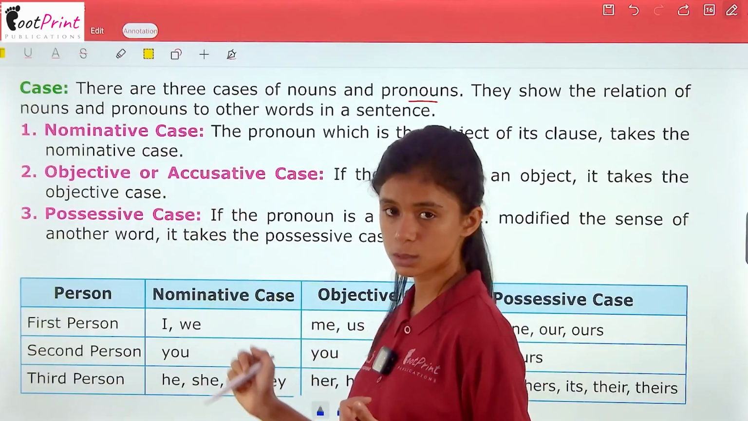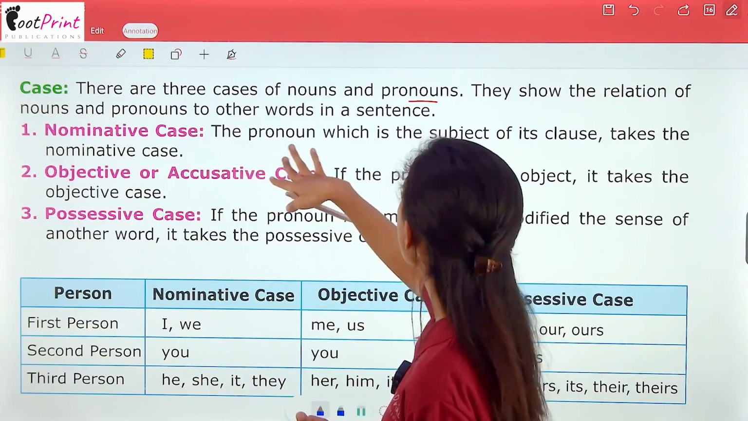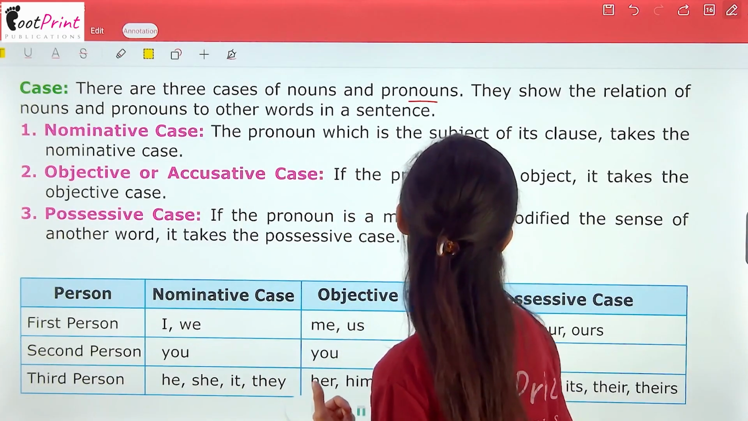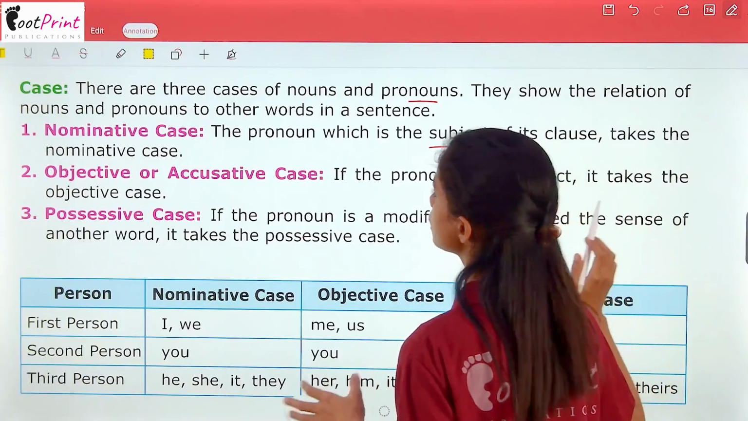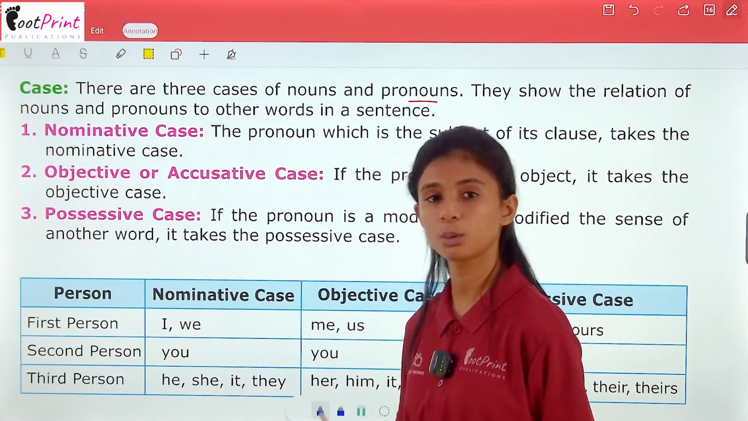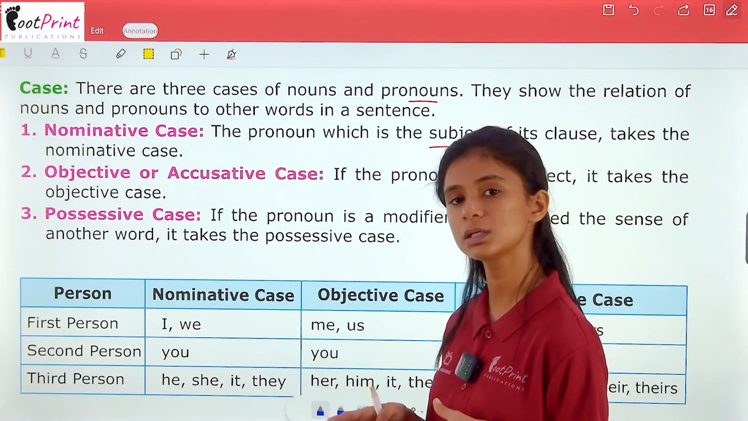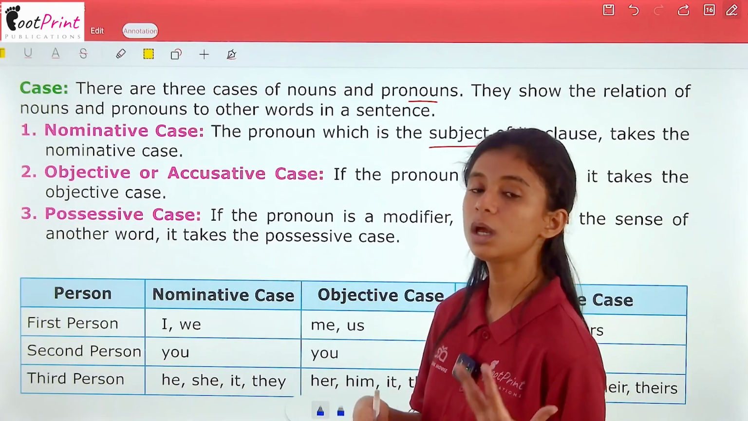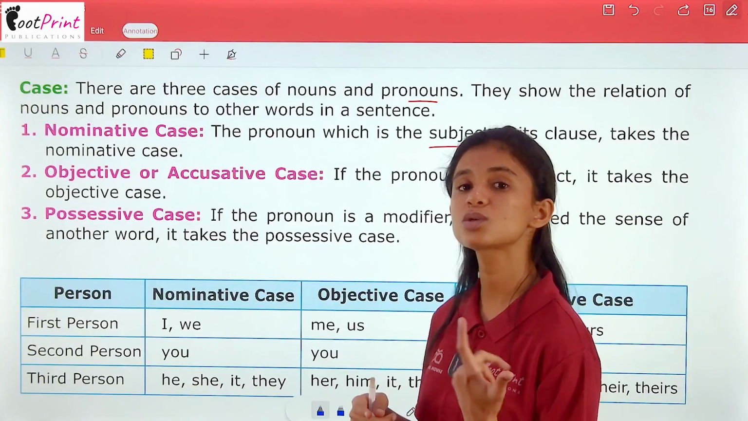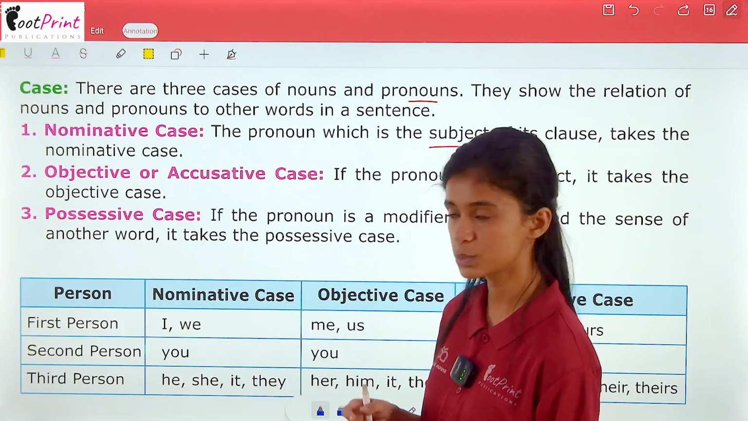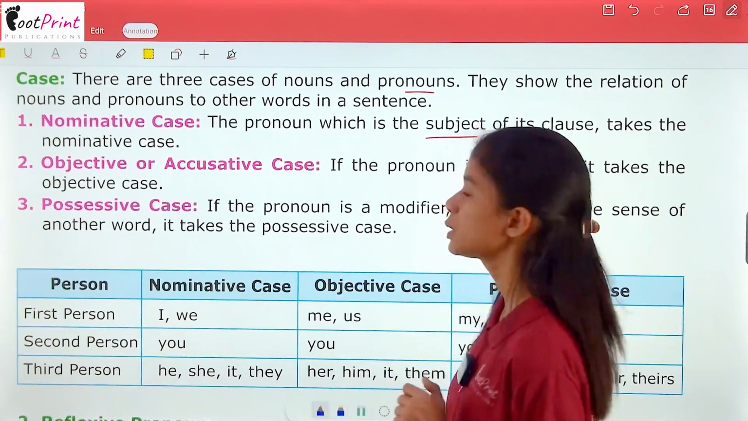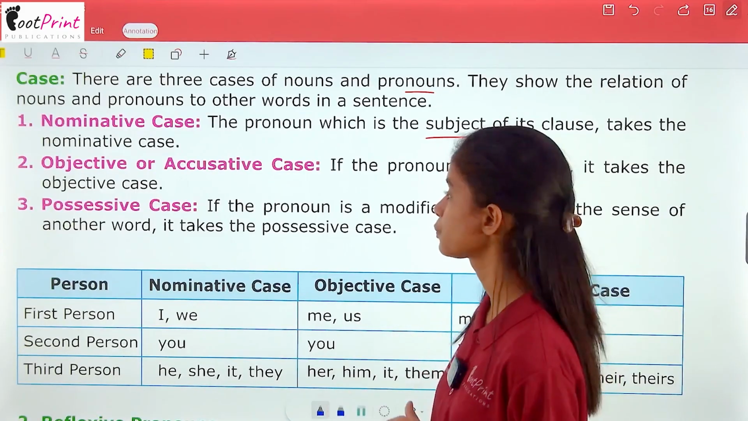Nominative case. What is a nominative case? The pronoun which is the subject of its clause takes the nominative case. Now, the pronoun that is the subject, okay, you have already learned in the previous classes what the subject is. In a sentence, what we are talking about is the subject.